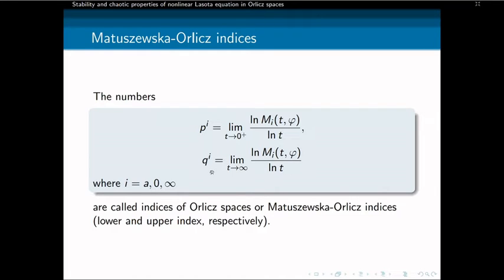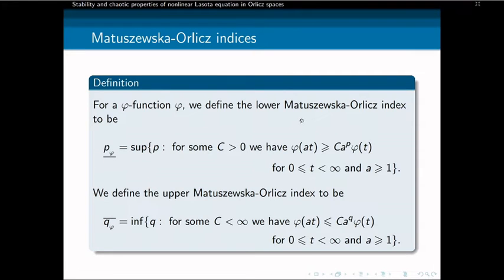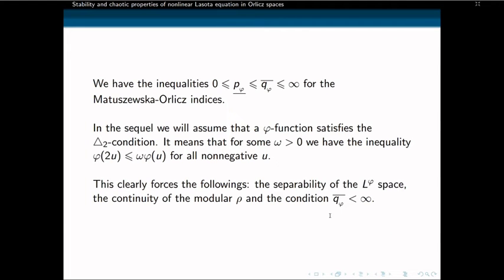However, in our work, we don't use this original Matuszewska-Orlicz definition. We use its modified version after Montgomery-Smith. We denote the lower index by underline p and the upper index by overline q. And we consider the following inequalities for the function. Of course, we have the following inequalities for the lower and upper index.